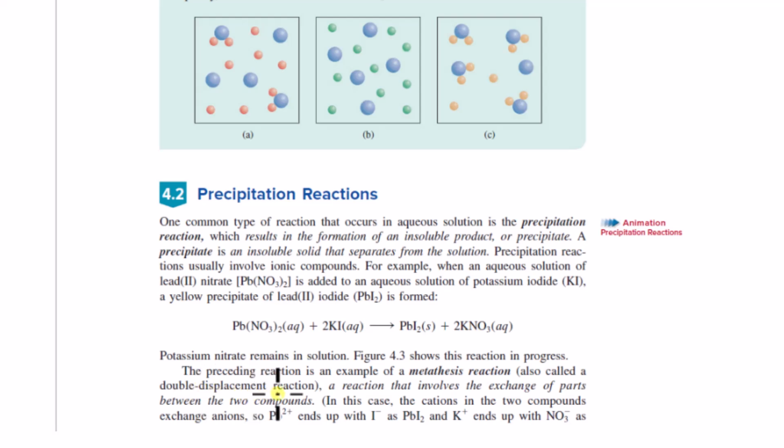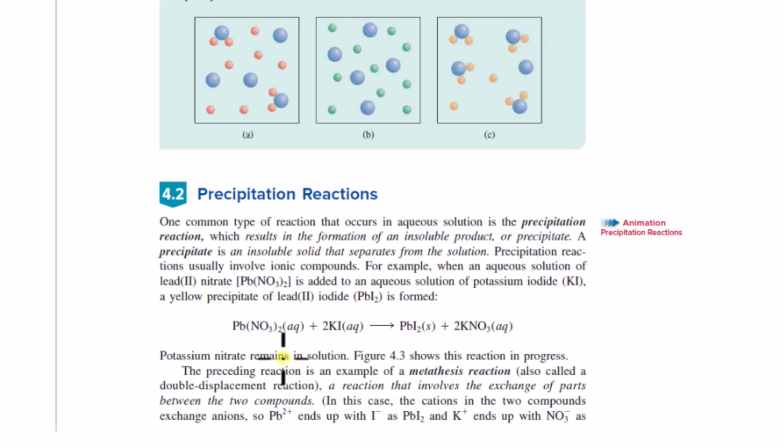The preceding reaction is an example of a metathesis reaction, also called a double displacement reaction, or a reaction that involves the exchange of parts between the two compounds. In this case, the cations in the two compounds exchange anions. So Pb2 plus ends up with I minus as PbI2, and K plus ends up with NO3 minus as KNO3. So a metathesis reaction, double displacement.